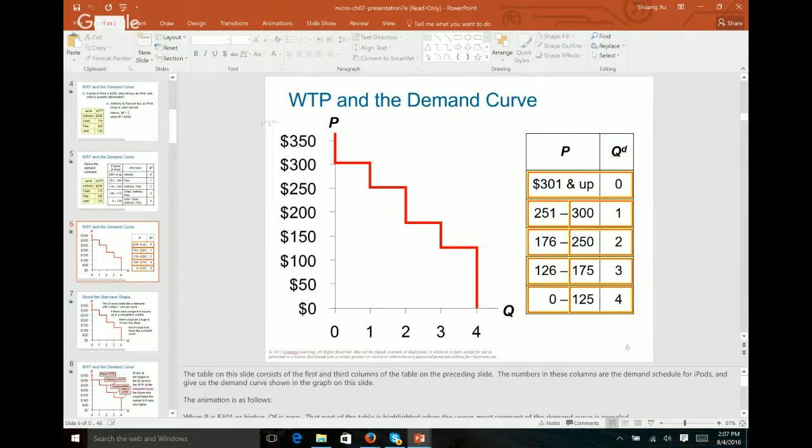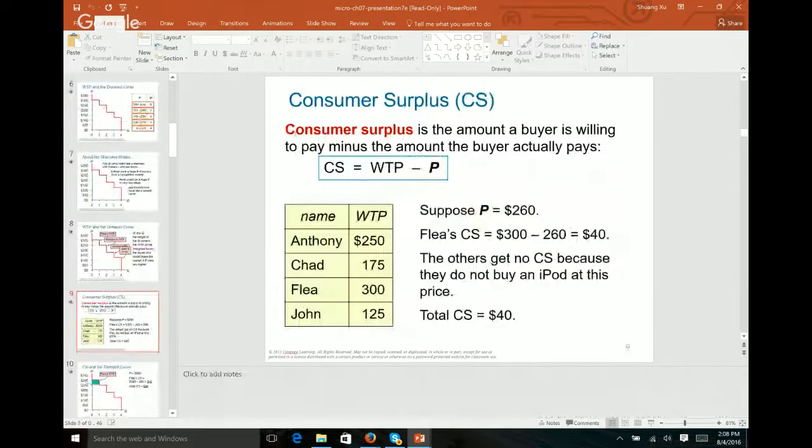And then the consumer surplus will be the vertical distance from your demand curve to the price line. Now, you might see this type of demand curve on the test, but more than likely, you're going to see a regular demand curve.